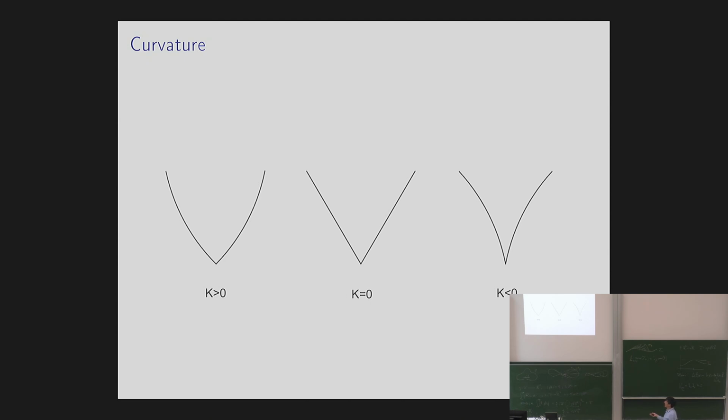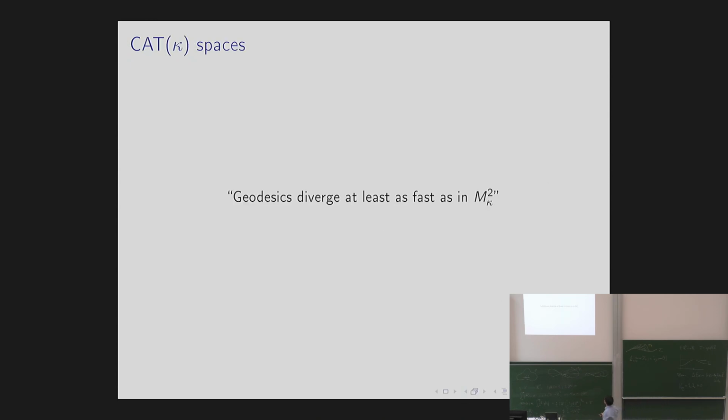Okay, you can just say, I look at spaces where geodesics do not converge faster than in some model space. And this leads to this notion of kappa spaces, where the slogan is this: geodesics diverge at least as fast as in some M2 kappa. So I need to tell you what this is.